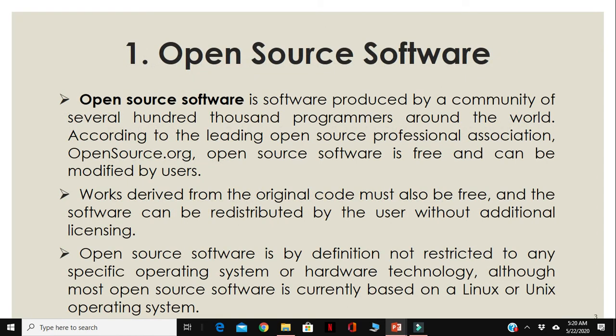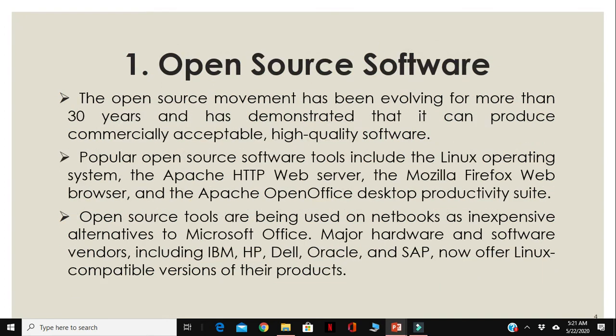Open source software is software produced by a community of several 100,000 programmers around the world. Open source software is by definition not restricted to any specific operating system or hardware technology, although most open source software is currently based on the Linux or Unix operating system. The idea behind open source software is that it is developed by hundreds and thousands of programmers, so obviously it can be expected that the software produced would be of commercial quality.